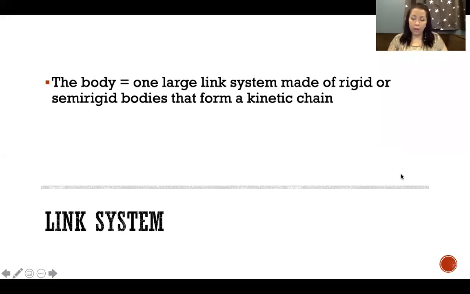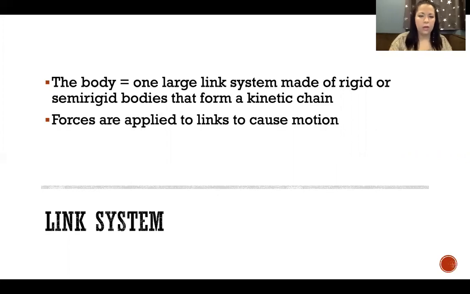So in biomechanics, we use the term link a lot. We're just meaning segment or piece of the body, essentially. So when we link together a whole bunch of links or segments, we can make a link system. So the body is one large link system made of rigid or semi-rigid bodies that form a kinetic chain. Okay, so a link system is essentially a kinetic chain. It's the whole series of links that are connected.